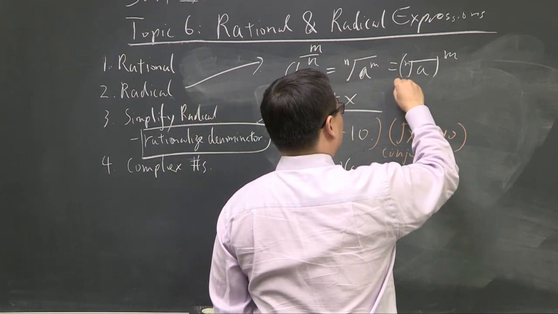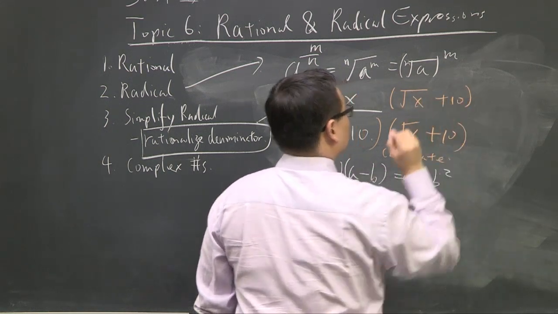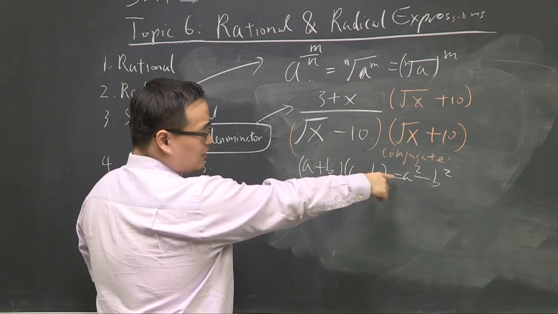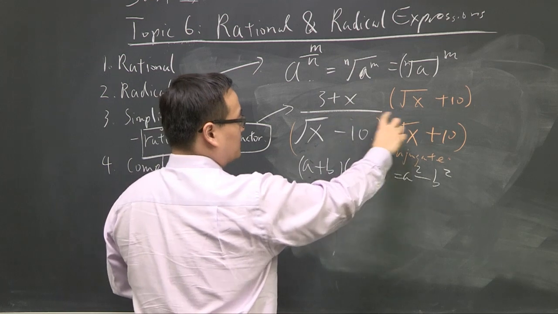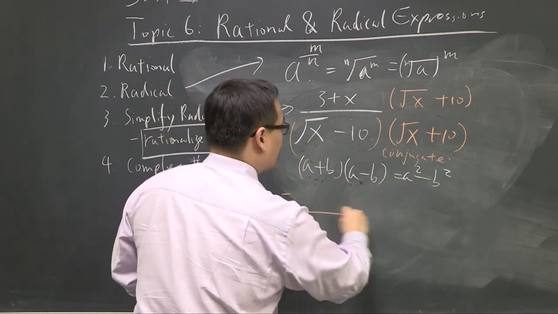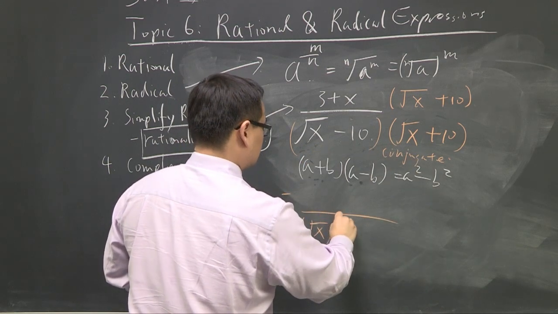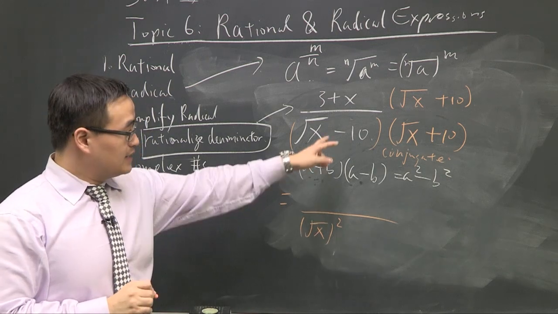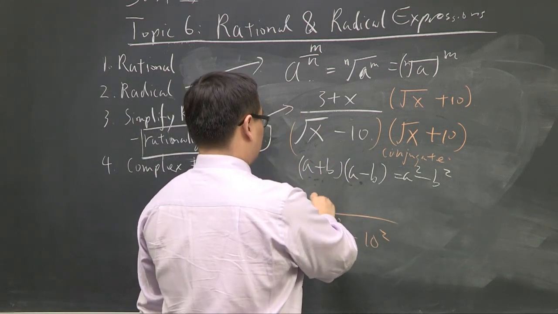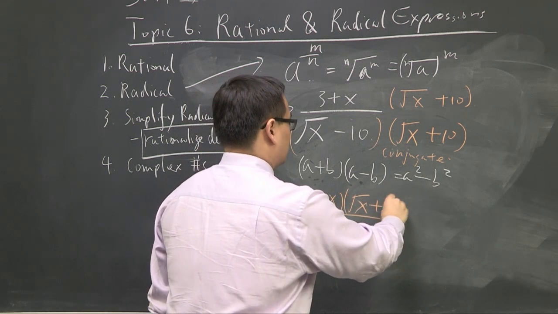Well, again, keep in mind, you got to multiply top and bottom. Right? You got to multiply top and bottom. Now what do we get? Because we got to go by this rule, right? It's a plus b times a minus b. It will be a squared minus b squared. So the denominator really becomes square root of x squared, right, minus 10 squared. And the top will become 3 plus x times radical x plus 10.